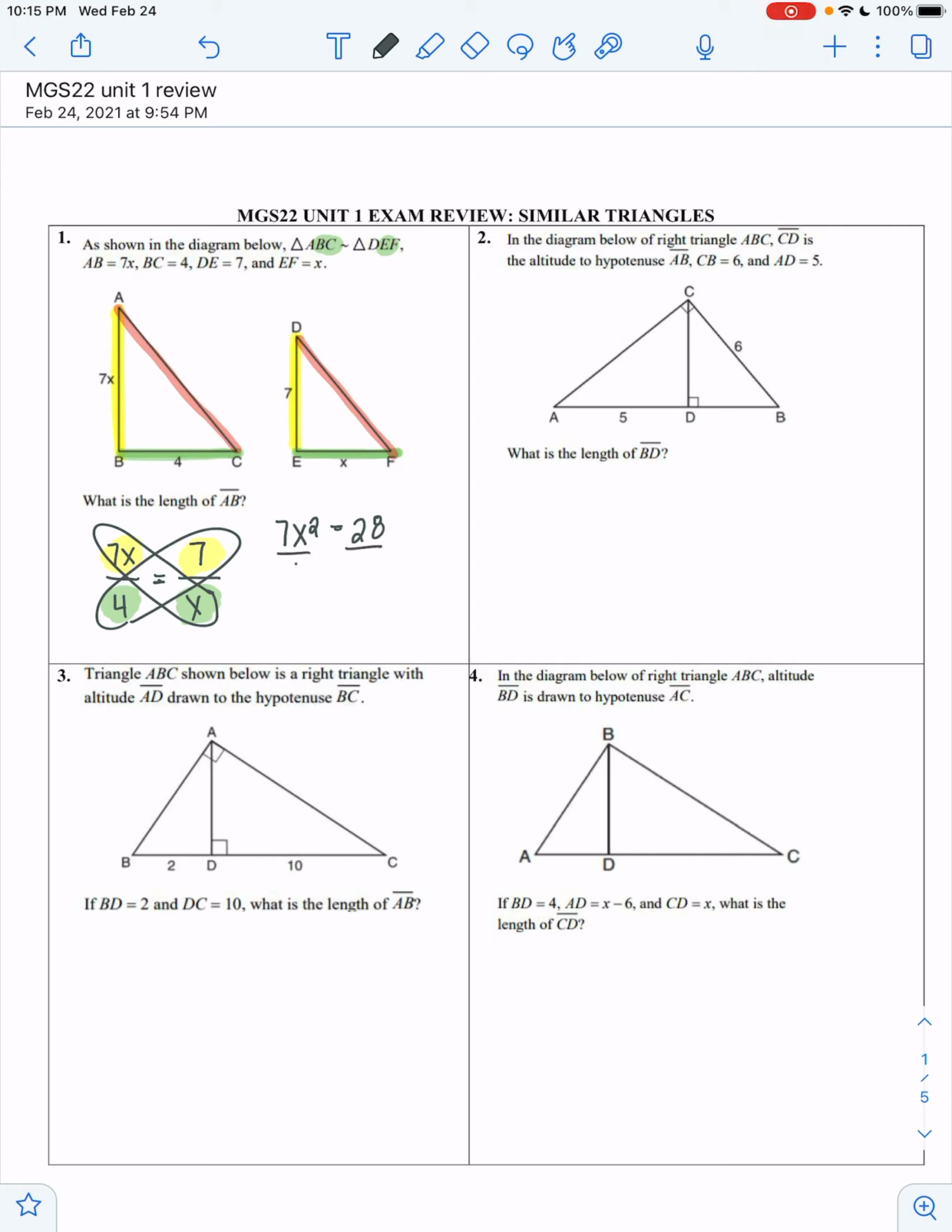is equal to 28. Divide by 7 on both sides. x squared is equal to 4. Take the square root of both sides. x is equal to 2. We're not done though, okay? Be really careful. Yeah, we got x is equal to 2, but that's not what we're looking for.